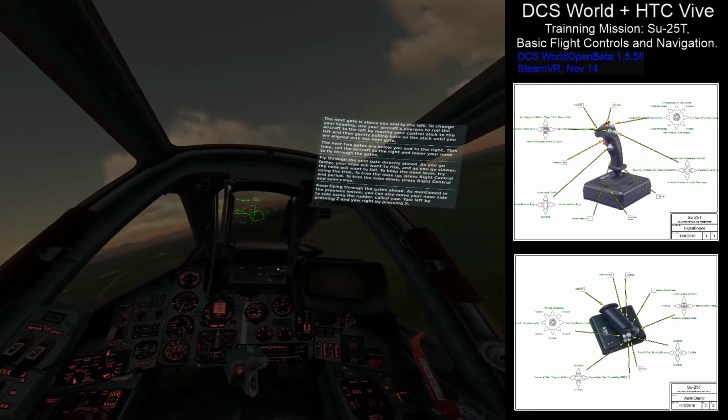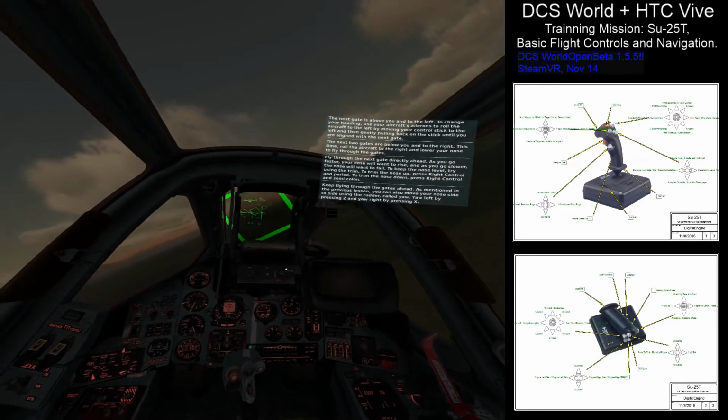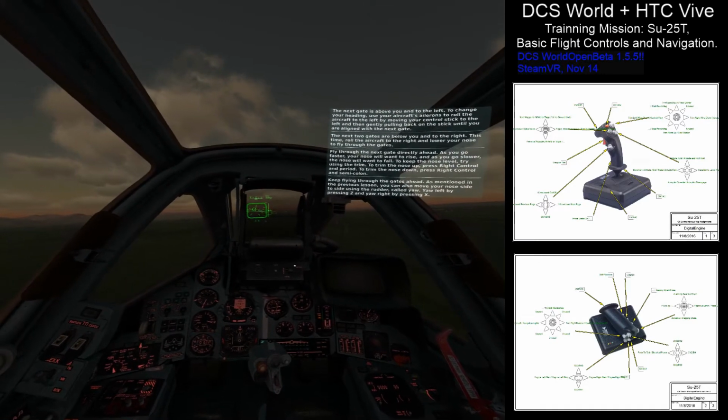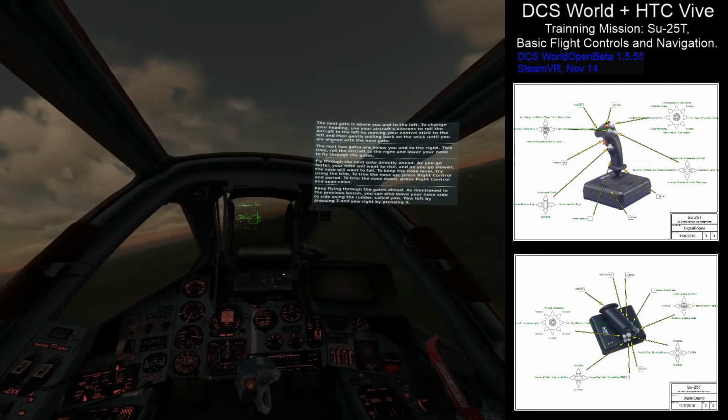Keep flying through the gates ahead. As mentioned in the previous lesson, you can also move your nose side to side using the rudder, called yaw. Yaw left by pressing Z and yaw right by pressing X.